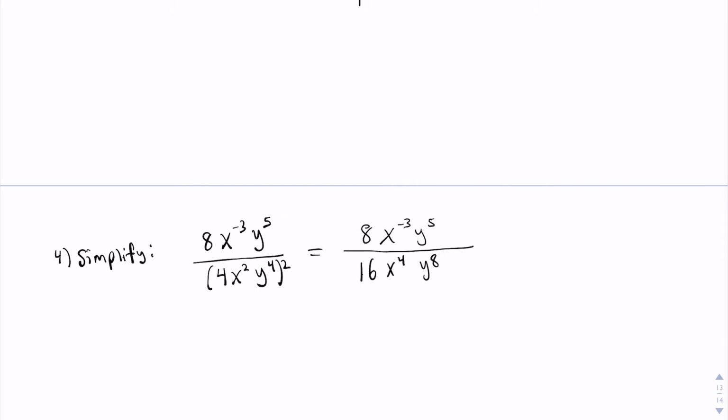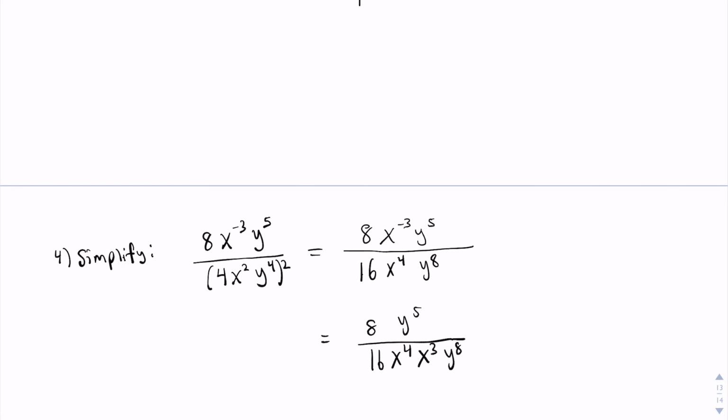Now I'm going to change the negative exponent for x into a positive exponent. So that's going to give me 8 y to the 5th power divided by 16 x to the 4th, x to the 3rd, and y to the 8th. The only thing that I did there was turn the negative exponent to positive. That's the only thing I did. Now can I simplify 8 and 16 here?